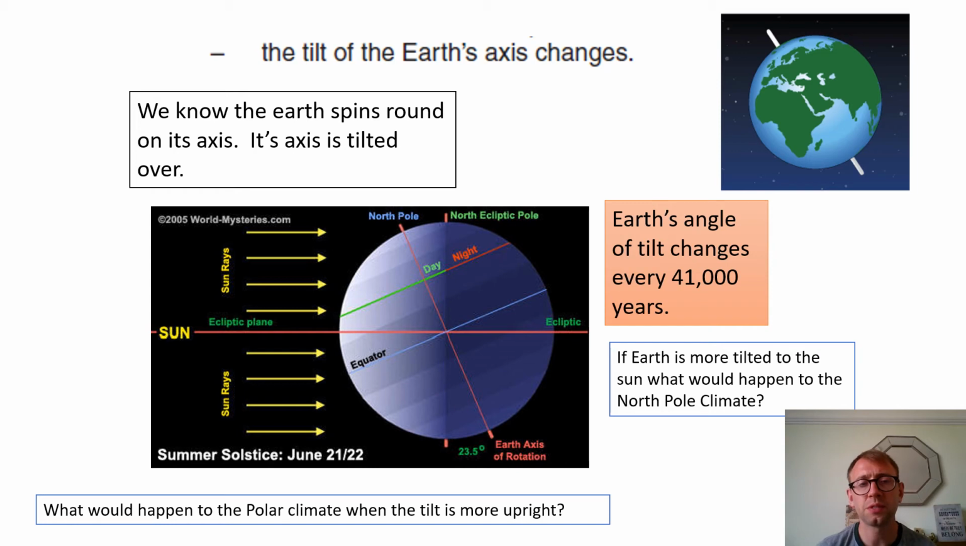And think about then, if the North Pole became more tilted upright, how would that impact? Now the Milankovitch cycles are quite complicated, so you might want to go and look into this in a little bit more detail as well.